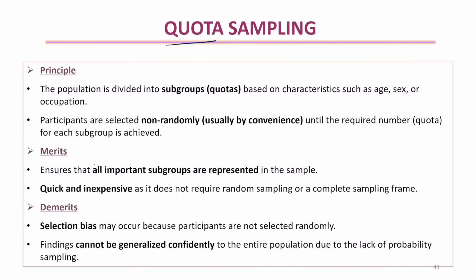So, the merits are that it ensures that all important subgroups are represented in the sample. It is quick as well as inexpensive, as it does not require random sampling or a complete sampling frame. However, since participants are not selected randomly, selection bias is still a problem and findings cannot be generalized confidently to the entire population due to lack of probability sampling.